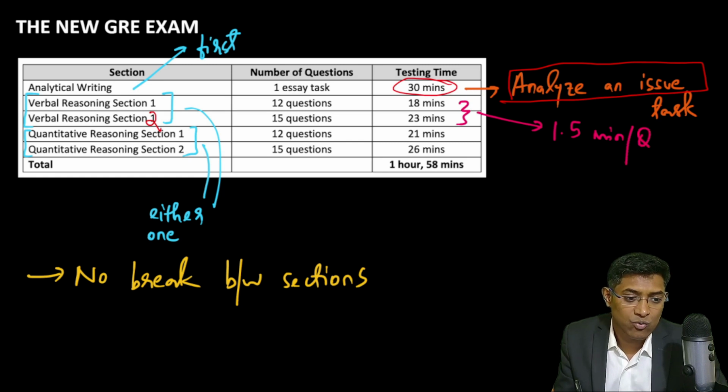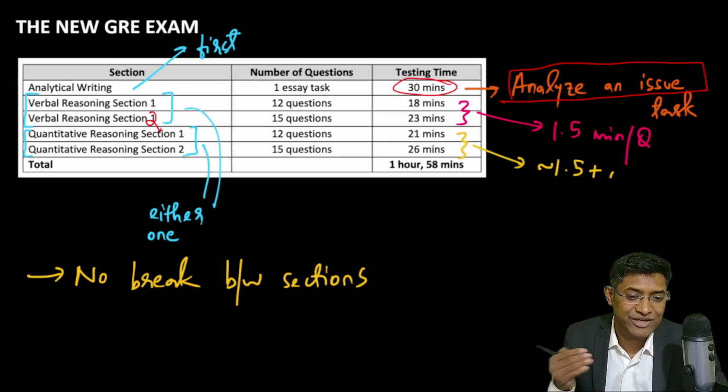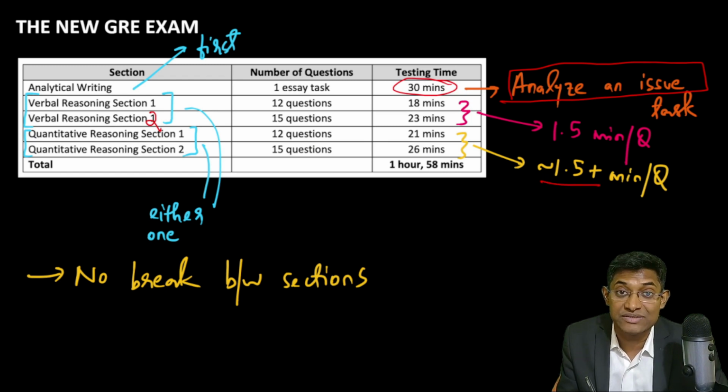Now when it comes to the quantitative reasoning section, for section 1 you have 12 questions and 21 minutes, and for section 2 you have 15 questions and 26 minutes. All right, so you can see that for the quantitative reasoning section you have about 1.7 minutes per question, a little bit higher than 1.5 minutes per question. In this way the total duration of the exam is 1 hour 58 minutes, or about 2 hours.